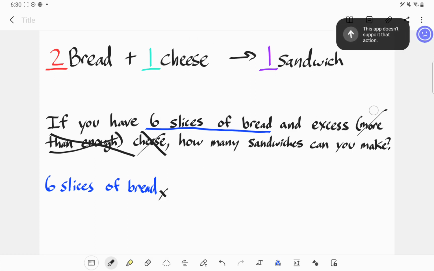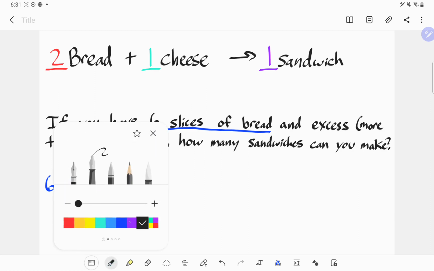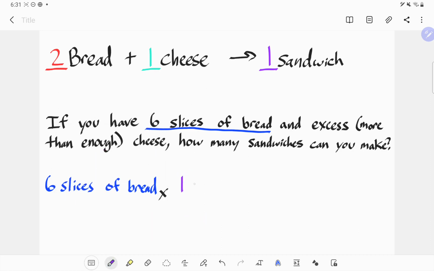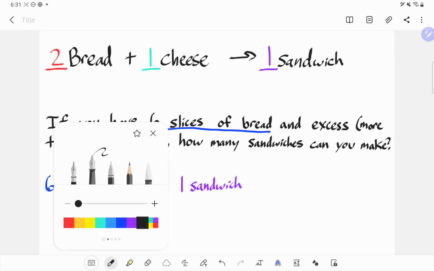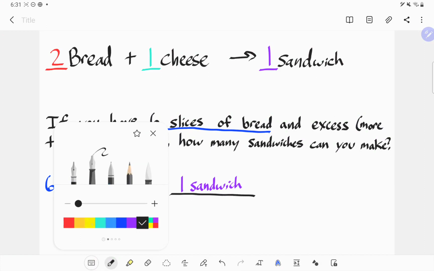But okay, so let's look at what we are concerned with, though. So we have 6 slices of bread, and we need to see how many sandwiches that produces. Well, the ratio of sandwiches to bread is we can make 1 sandwich for every 2 slices of bread that we have.